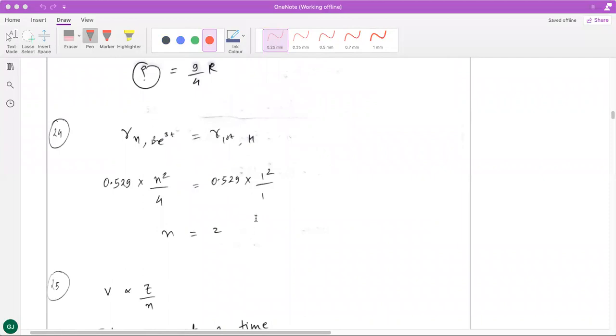The 24th is again a question which uses the formula of radius of an atom, right? It is a straightforward question.